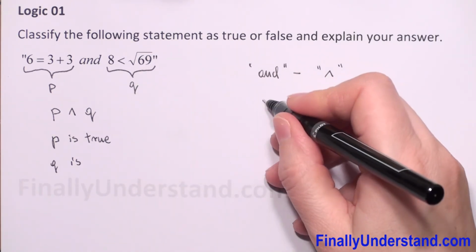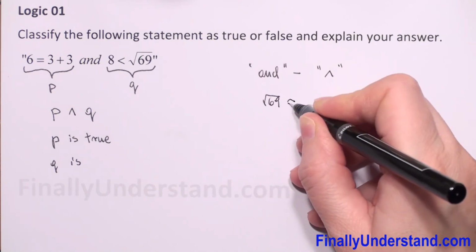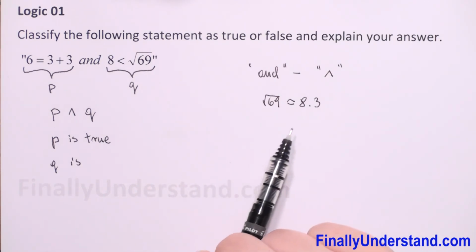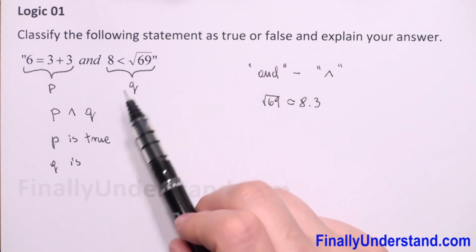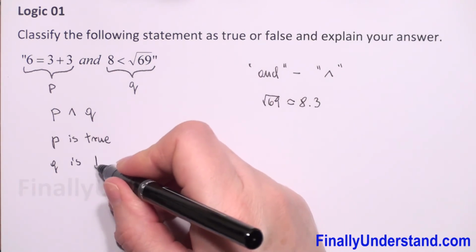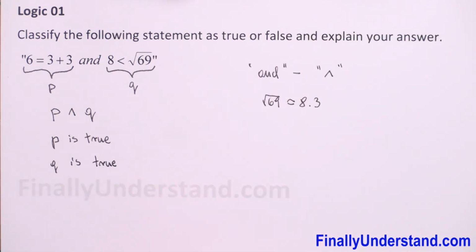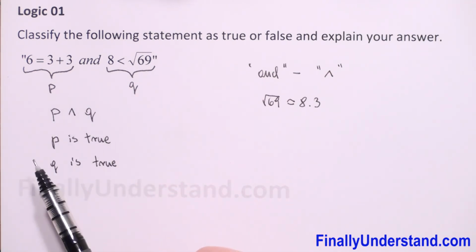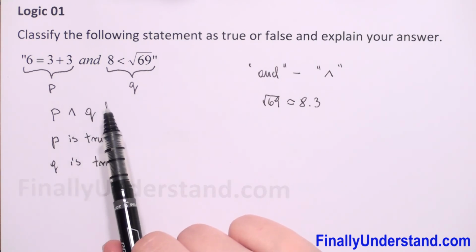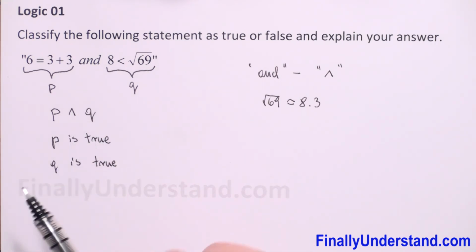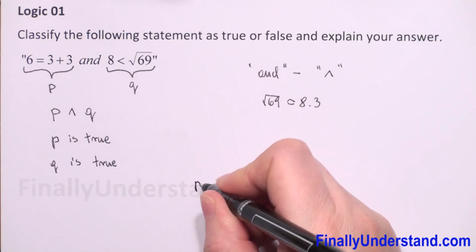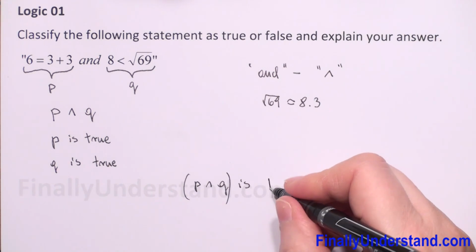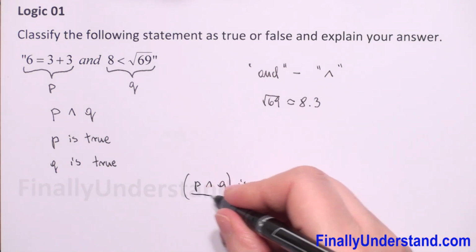The square root of 69 is approximately 8.3. So 8 is less than 8.3. So the Q statement is true. Because both statements are true, our conjunction P and Q is true. This is my solution.